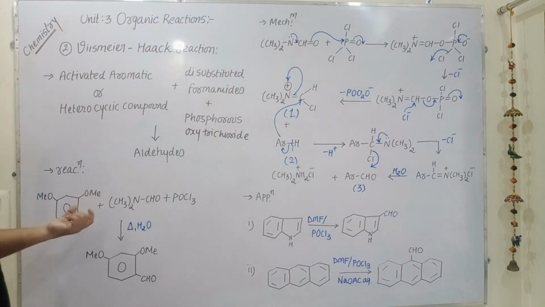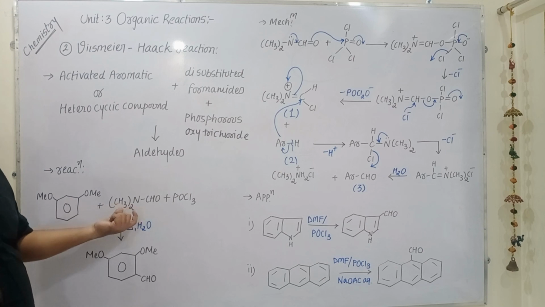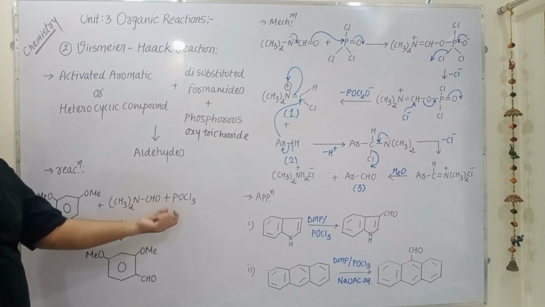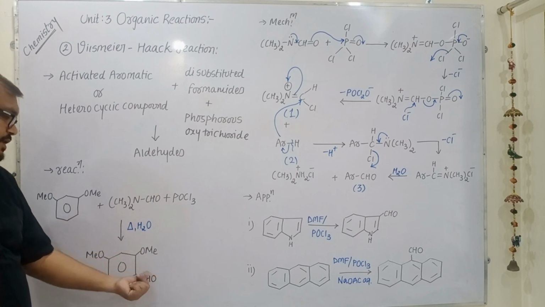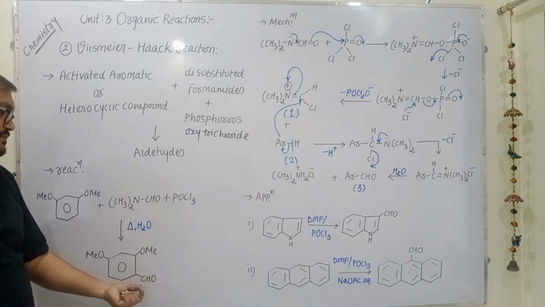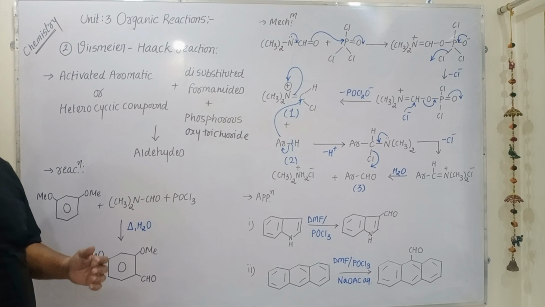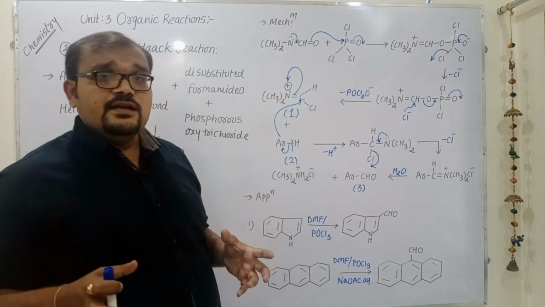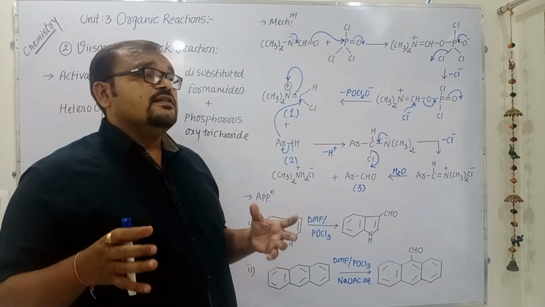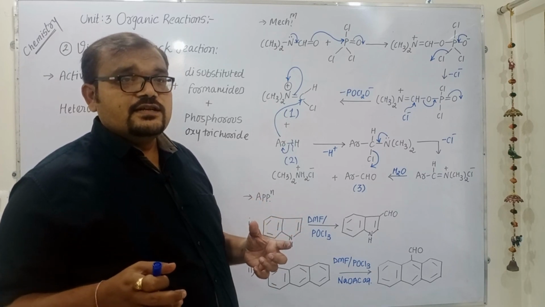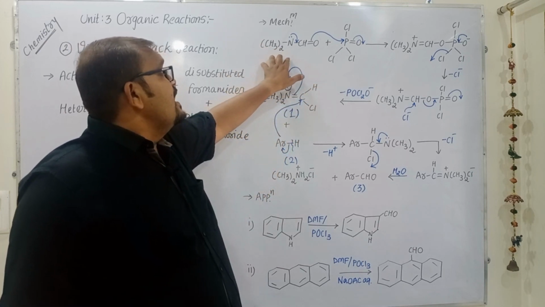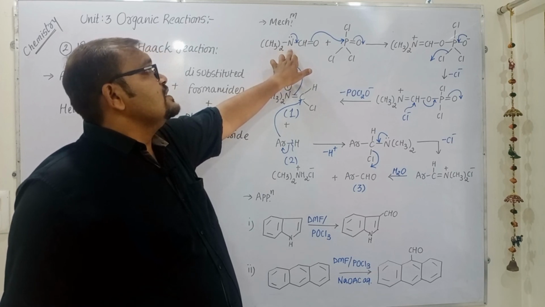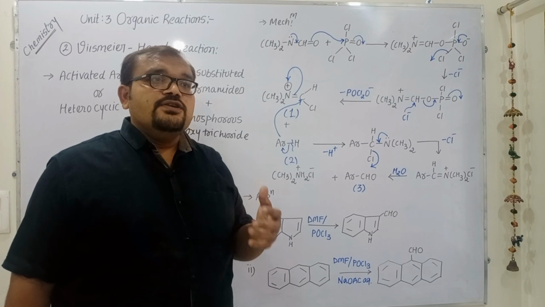As we can see here, the methyl ether of resorcinol, when reacted with dimethylformamide and phosphorus oxychloride in the presence of heat, will give an aldehydic product, or we can say an aldehyde as a product. How this conversion is carried out can be easily explained with the detailed mechanism of this reaction. In the mechanism, dimethylformamide contains a nitrogen heteroatom, and we all know that a heteroatom has a lone pair of electrons.